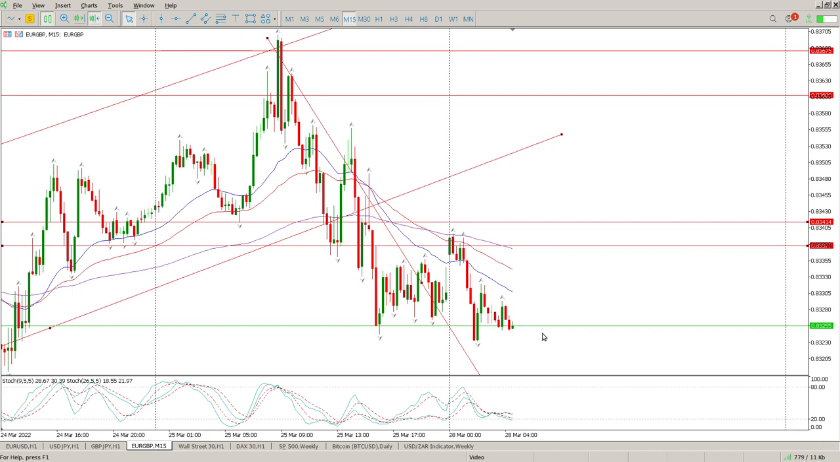But yeah, that's kind of what I'm looking for. Not looking to be short here, I'm looking to be short higher up. So we're looking to sell this pair and looking to sell off 0.83377, or alternatively 0.83414. Those are the two areas we need to pay attention to today.